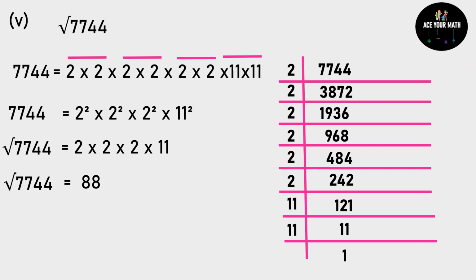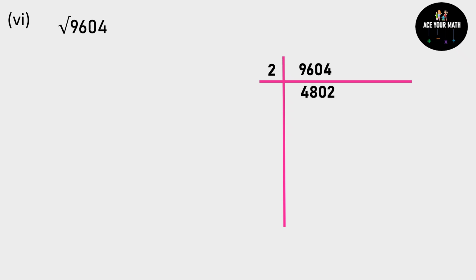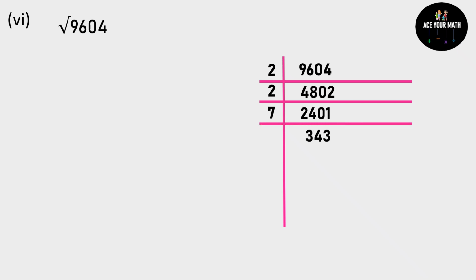So now we'll do the next sum. Now we'll solve the next sum, the square root of 9604. Now start finding the prime factorization. So divide it by 2, you get 4802. 4802 on dividing by 2, you get 2401. 2401 on dividing by 7. So it is not divisible by 2, and 7 is also a prime number.